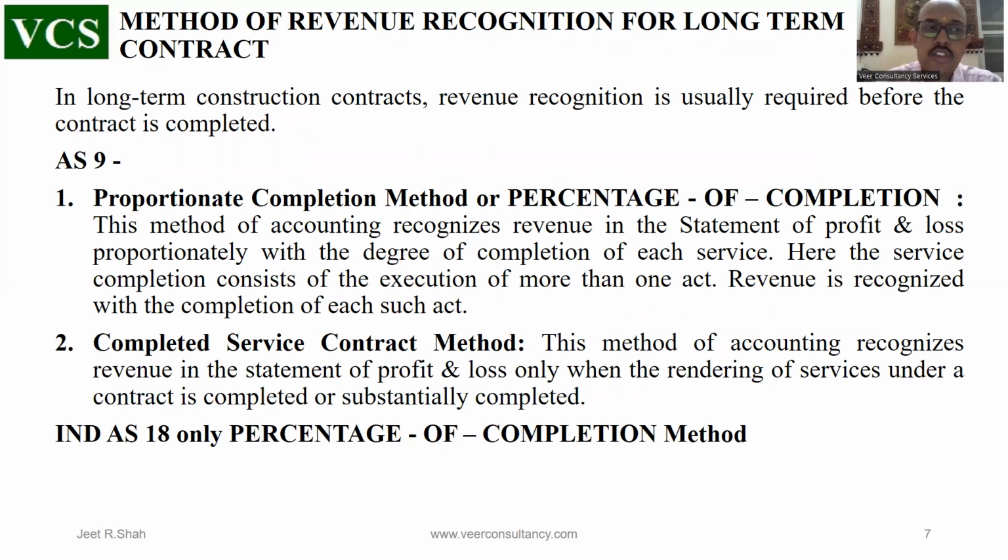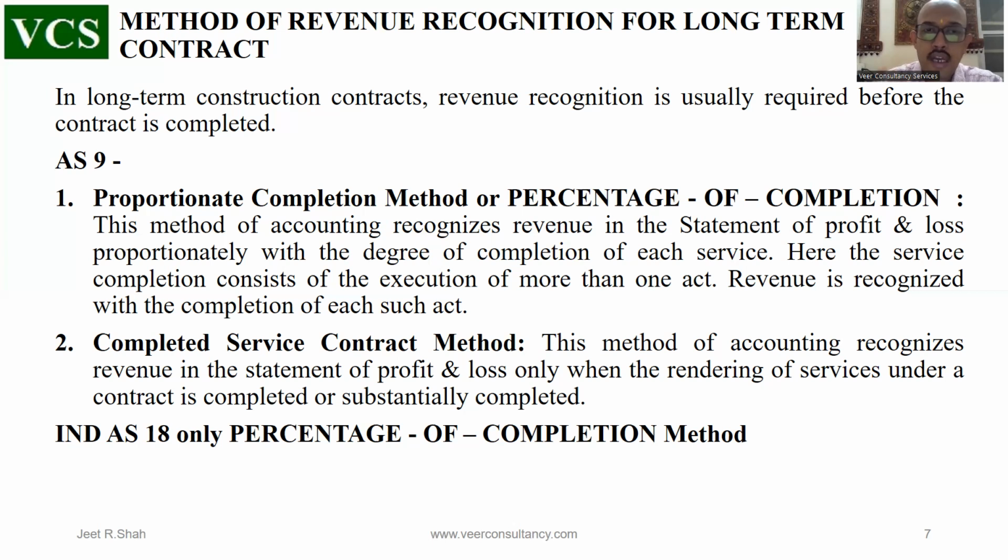So there are two methods which AS 9 proposes. Method number one is the proportionate completion method or percentage of completion method. This method of accounting recognizes revenue in the statement of P&L proportionately with the degree of completion of each service. Here, the service completion consists of the execution of more than one act. Revenue is recognized with the completion of each such act. And then we have method number two, that is the completed service contract method. In this method of accounting, we recognize the revenues in the statement of P&L only when the rendering of service under a contract is completed or substantially completed.